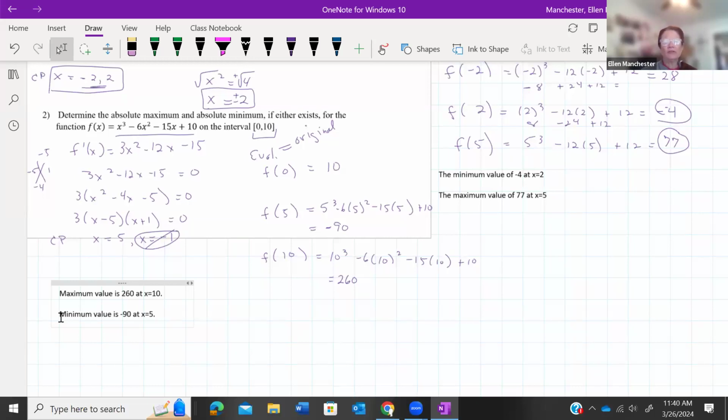Hopefully you're seeing that this is a lot faster and a lot more straightforward than the graphing. Okay, the graphing, there's a lot of moving parts. This is, you find the derivative, you set it to 0, you find your critical points, and then you test the critical points. So when I say test, I should use the term evaluate. You evaluate the critical points and the endpoints and see where's your maximum and where's your minimum.